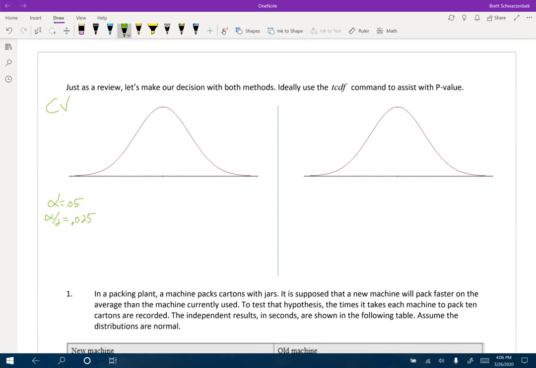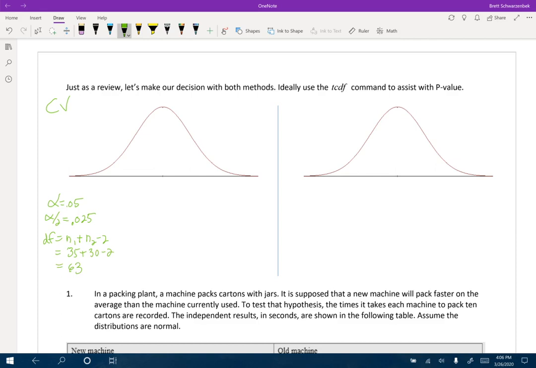What else do we need? We need the degrees of freedom. Degrees of freedom is n1 plus n2 minus 2, which is going to be 35 plus 30 minus 2, which is going to be 63. Okay, these are going to be the key components to what we're doing.